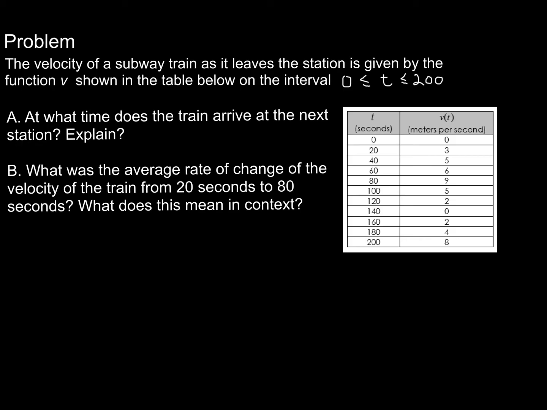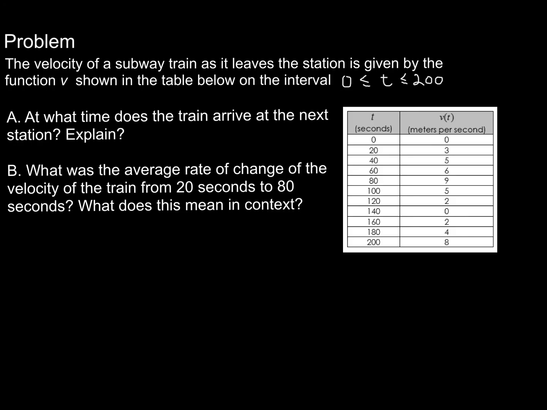So you can think about what that means in context, and when answering the question, what time does the train arrive at the next station, you can look at the table and think about what it is that you're actually looking for. What will it mean in terms of the velocity? What will the velocity of the train need to be when it has arrived at the next station? For part B, what was the average rate of change?